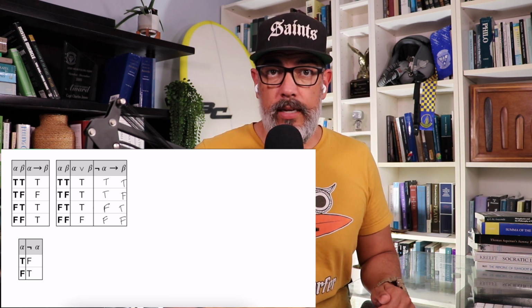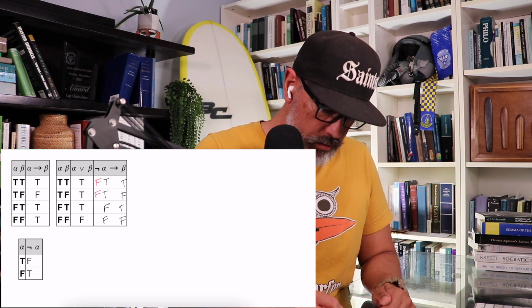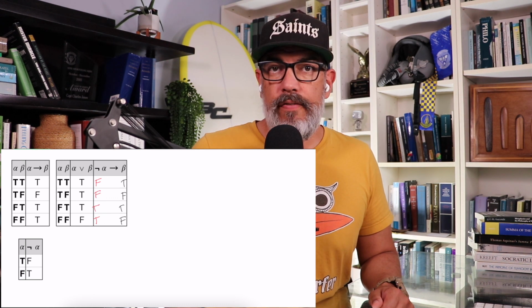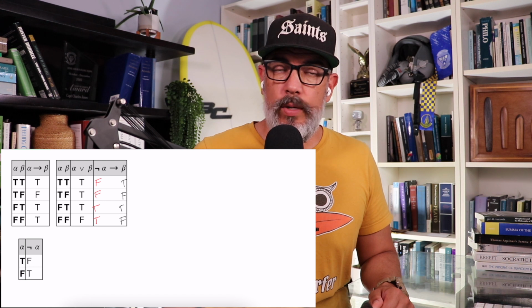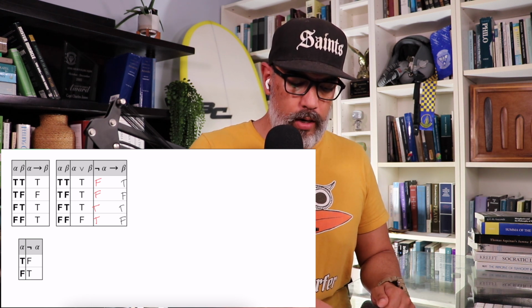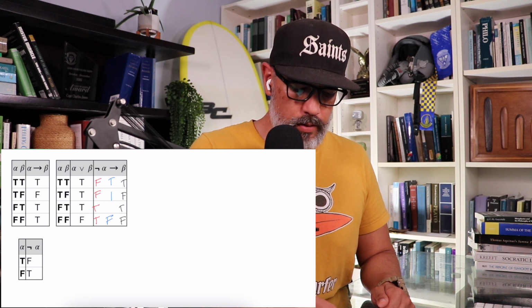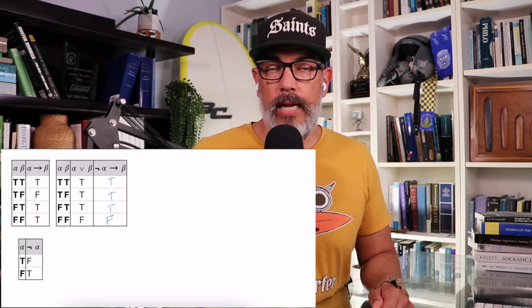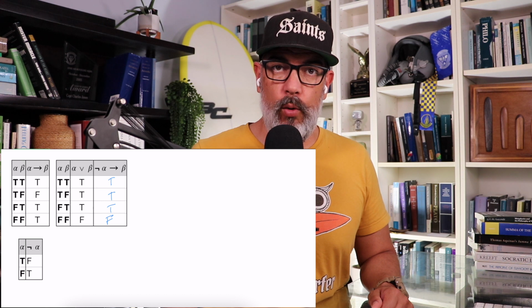The not flips the T's and F's. And the if then, remember, is only false when the antecedent is true and the consequent is false. That happens in row 4, otherwise it's true. And there we go, a truth table that is identical to the or truth table.